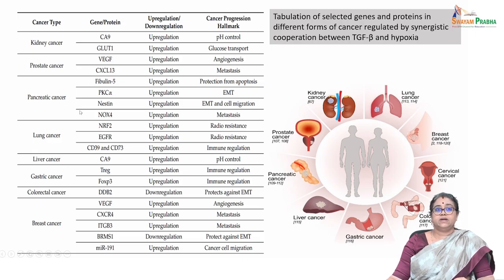Similarly, in case of pancreatic cancer, you have fibulin-5, PKC-alpha, nestin, NOX4. So, these are important for EMT and protection from apoptosis. So, kidney cancer, prostate cancer, pancreatic cancer, lung cancer, liver cancer, gastric cancer, colorectal cancer, breast cancer, all these cancers have a collective involvement of TGF-beta, promoting invasion and metastasis. And these are all the selected genes in different forms of cancer which are regulated. There is a synergistic cooperation between TGF-beta and hypoxia which promotes invasion and metastasis of these cancers.